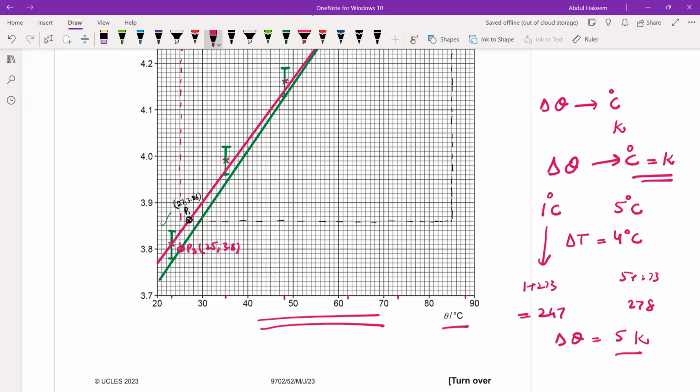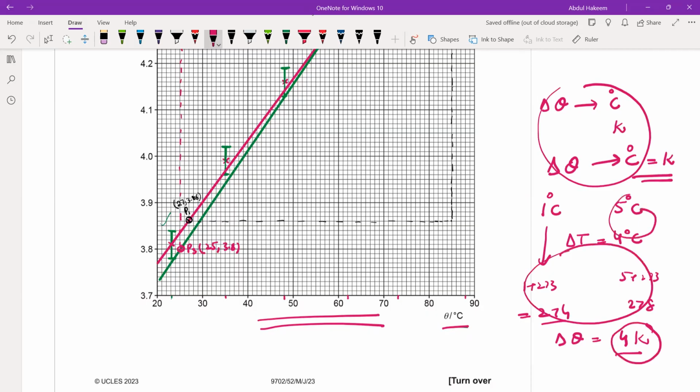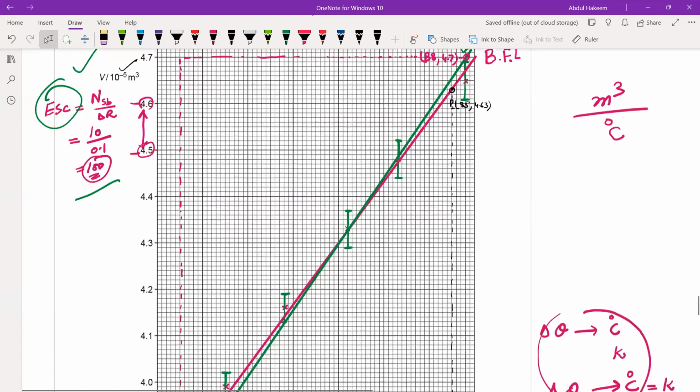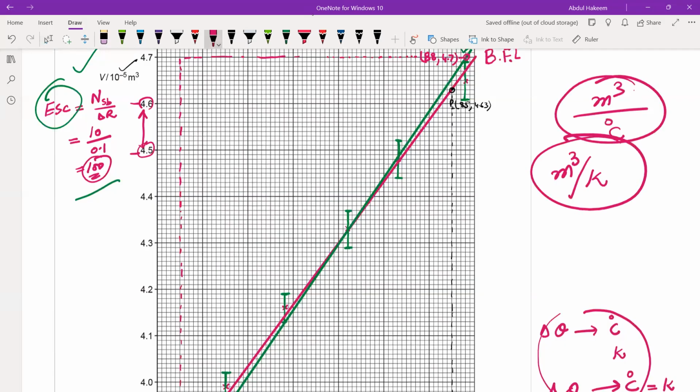274 and 278, so the answer is again 4 Kelvin. So whether the temperature is in degrees Celsius or converted to Kelvin, the change of the temperature will remain the same. That's why instead of degree Celsius, we can also write the unit meter cube per Kelvin for the gradient. So we will use it according to the requirement in the next parts.